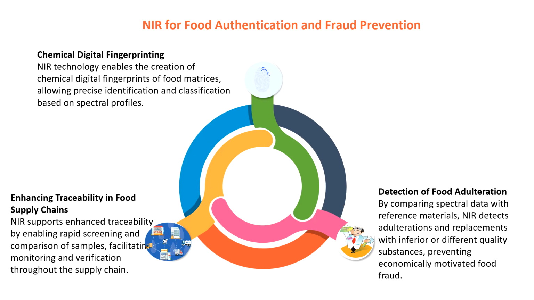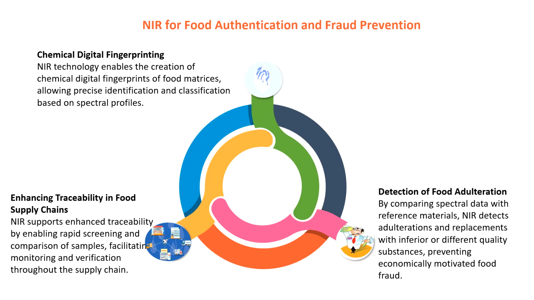Chemical digital fingerprinting. NIR technology enables the creation of chemical digital fingerprints of food matrices, allowing precise identification and classification based on spectral profiles. Secondly, it enhances the traceability in food supply chains. NIR supports enhanced traceability by enabling rapid screening and comparison of samples, facilitating monitoring and verification throughout the supply chain.